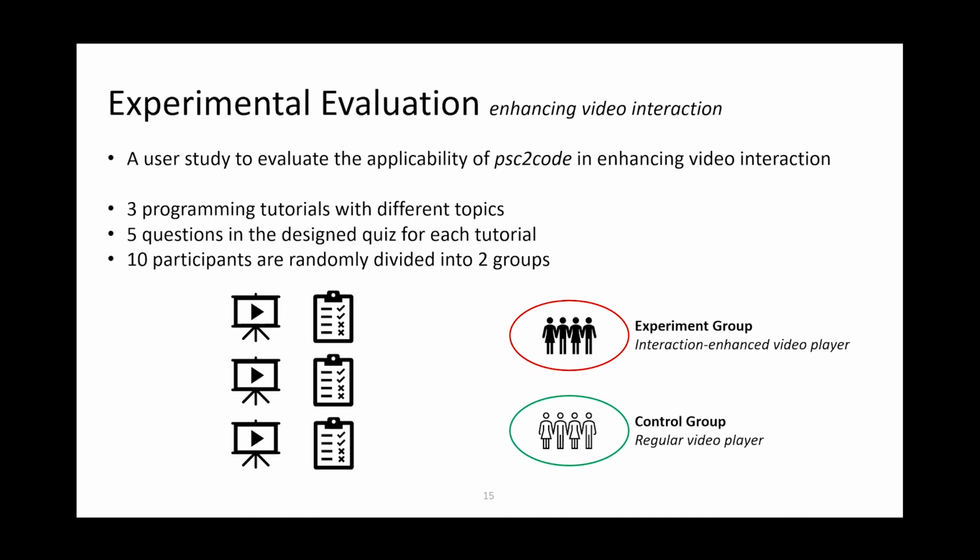Participants in the experimental group use our interaction-enhanced video player, while those in the control group use a regular video player. Participants in both groups are asked to answer the same questions and rate the usefulness of the corresponding tool. The ratings are on a 5-point Likert scale, with 5 being the best.